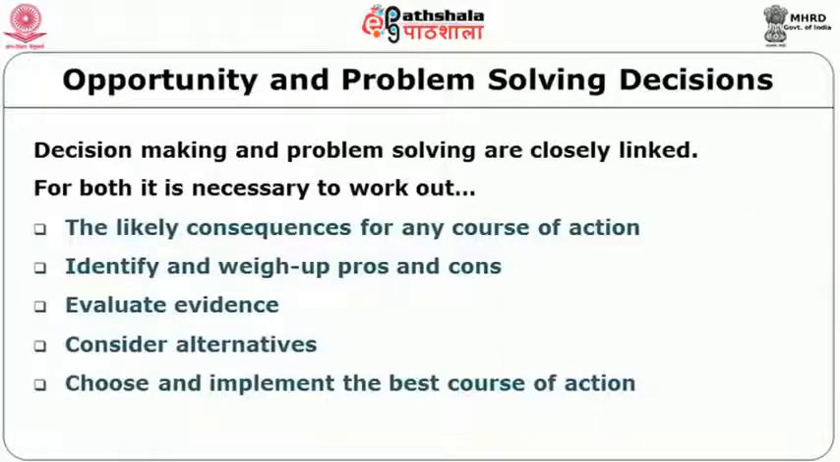The next type of decision is opportunity decisions and problem solving decisions. Decision making and problem solving go hand in hand. In the course of solving a problem, one needs to identify the alternatives, select an alternative, analyze the alternatives, and identify the pros and cons of each alternative, and then he or she may arrive at the solution of the problem.